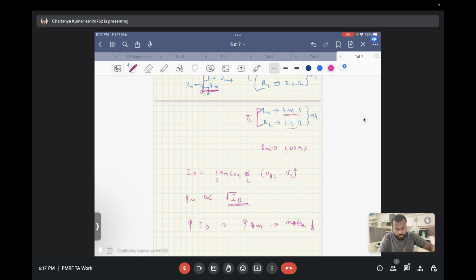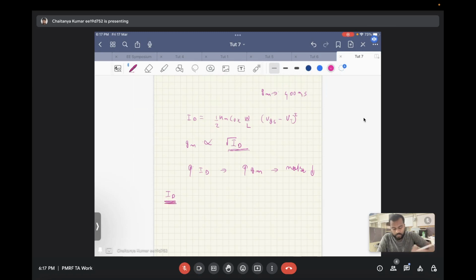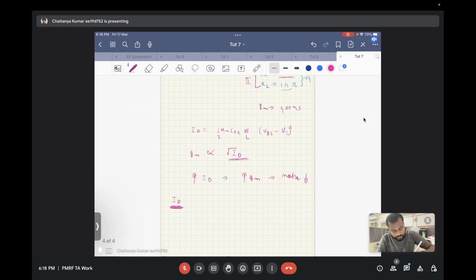So at that sweet spot we must keep our power and noise constraint. There can also be a way to find this sweet spot. Let's say I'm worried only about this ID, because whatever ID I get will give me a proximity of how much power I am going to consume. And I know that GM is basically root 2 mu n. So we'll derive this equation.